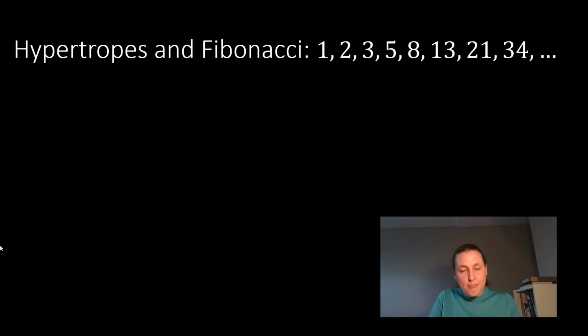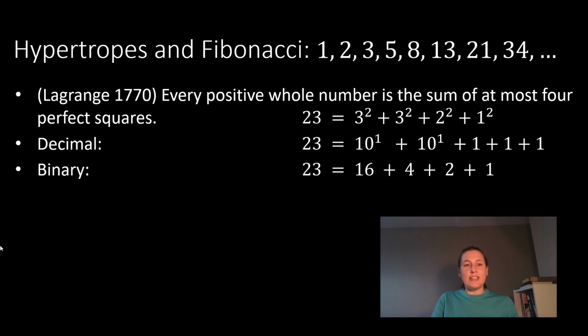Now, the bit of mathematics is in tune with some other mathematical things that number theorists like to do. And that is expressing positive integers, positive whole numbers, in terms of your favourite kind of number. So, for example, Lagrange proved in 1770 that every positive integer is the sum of at most four perfect squares. The perfect squares, you know, 1, 4, 9, 16, 25, and so on. So you can write 23 as 9 plus 9 plus 4 plus 1. Okay, so that's 23, the sum of four perfect squares.